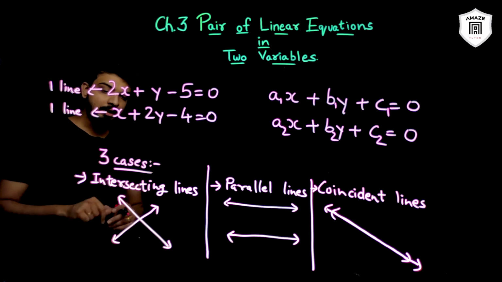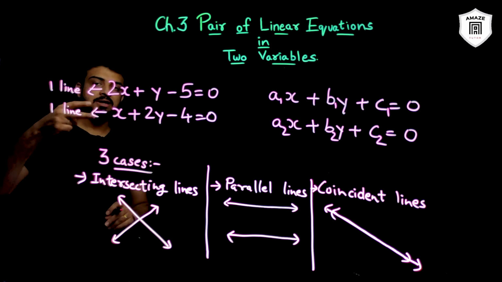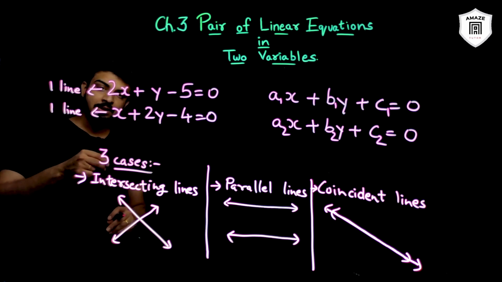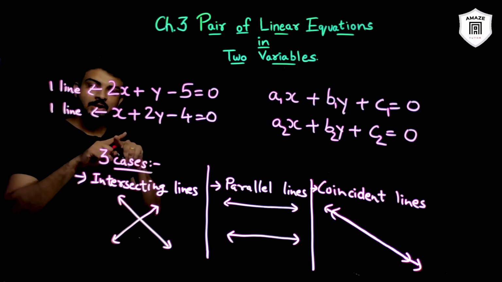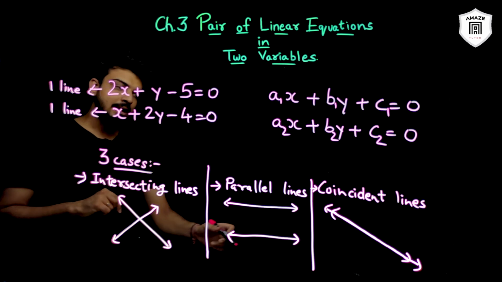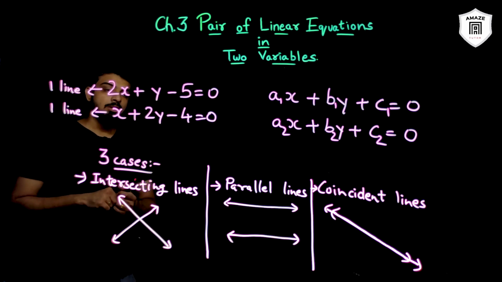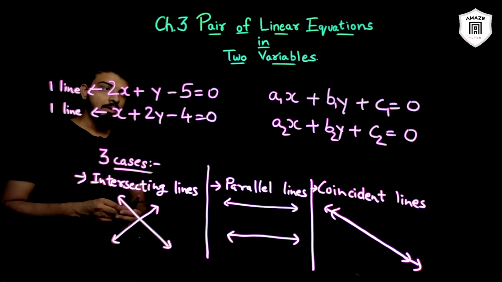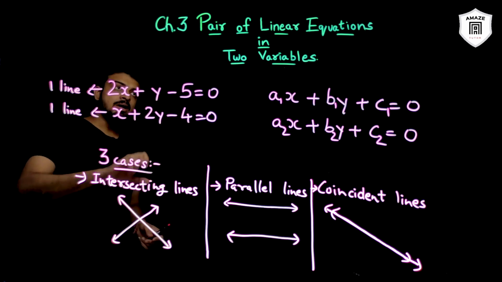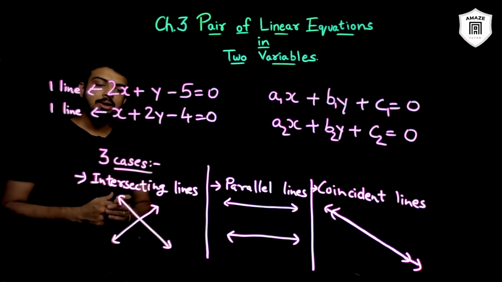Okay, again I am repeating, we can have two lines for a pair of linear equations in two variables on the graph. So there are three cases on the graph. We can have both the lines intersecting, we can have both the lines parallel, or we can have both the lines coinciding on each other, right? So now we are done with the introduction part of pair of linear equations in two variables.